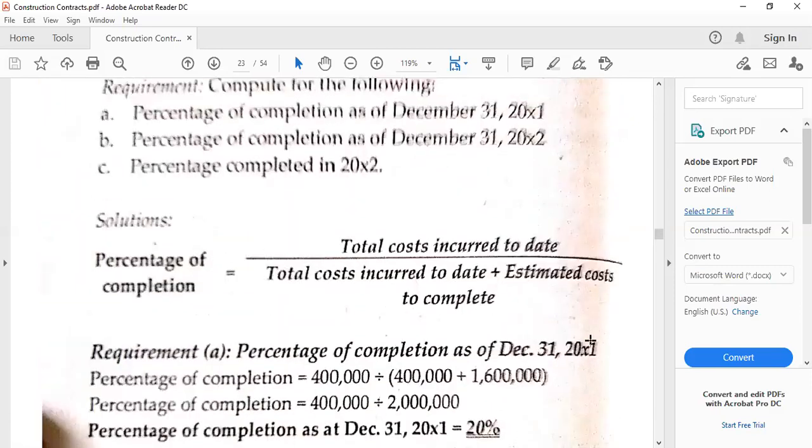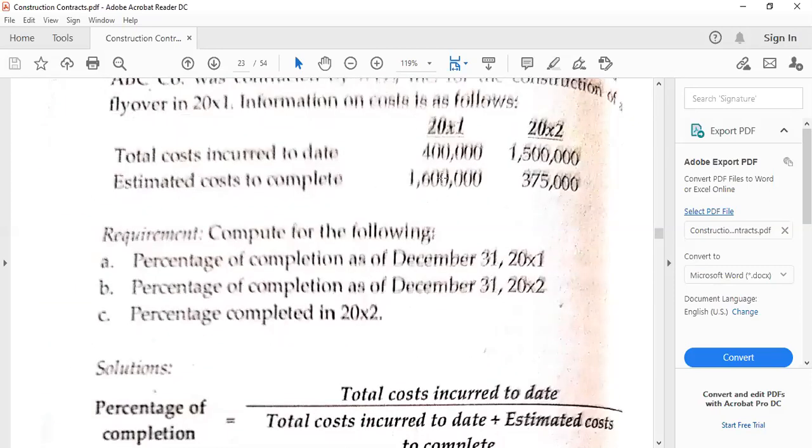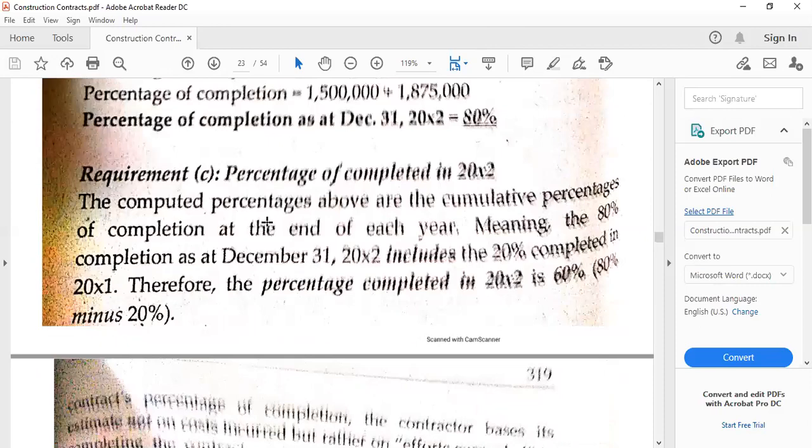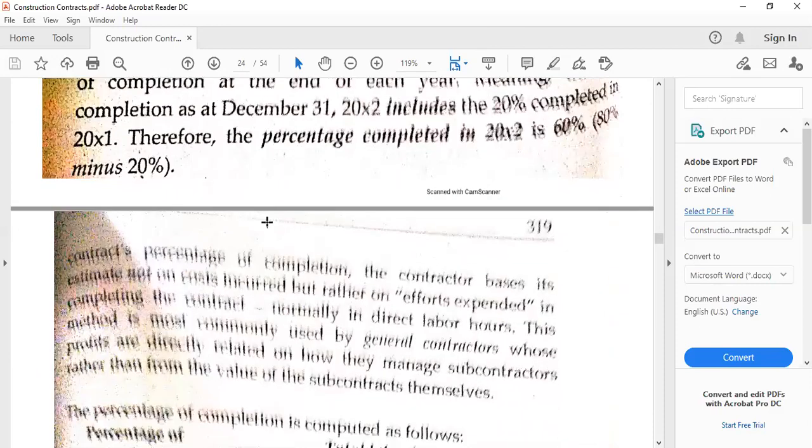All right. And also for 20x1, how much really was the work done? That is just equal to A, because prior year is 0%. So that is 20%. And hopefully that is clear.